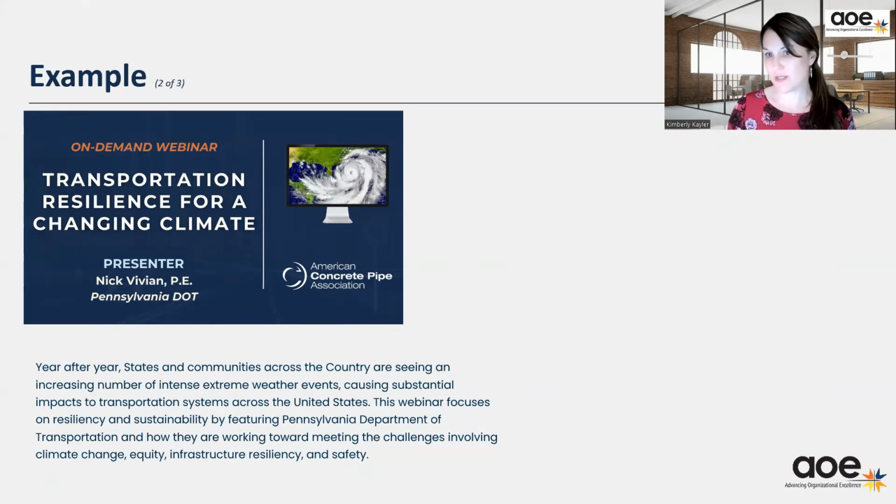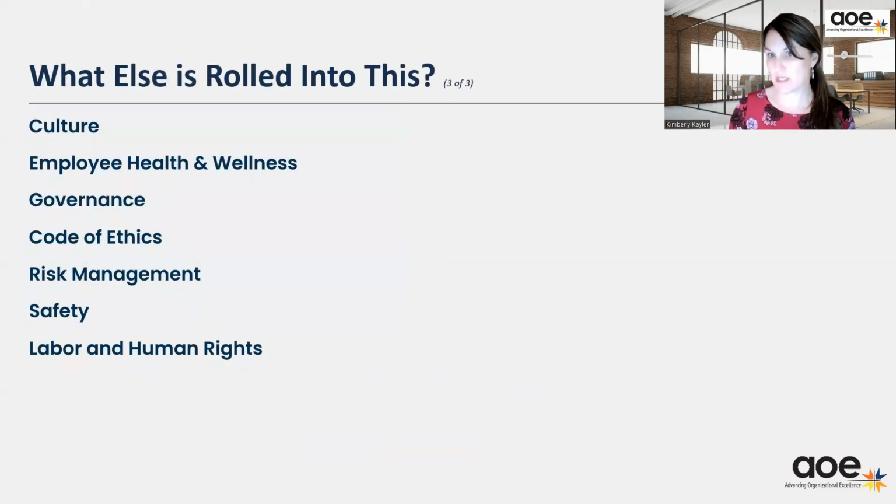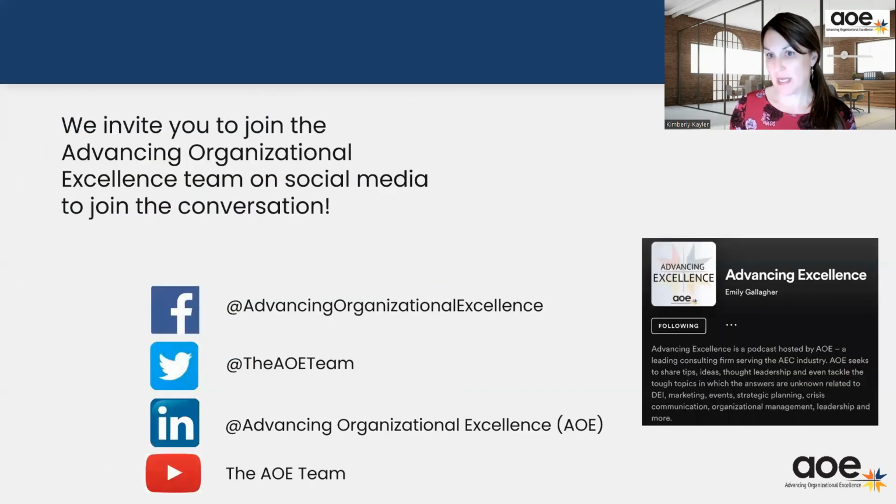So again, all of these factors are coming together in our communication efforts and the things that we are talking about. So what else is rolled up into all of this? Well, with that equity piece, with that diversity, equity, inclusion piece, and sustainability, we have culture, employee health and wellness, the governance, which we talked about as part of that ESG, code of ethics, risk management, safety, labor, and human rights. So a lot of factors rolled up into things in terms of actually moving ahead.